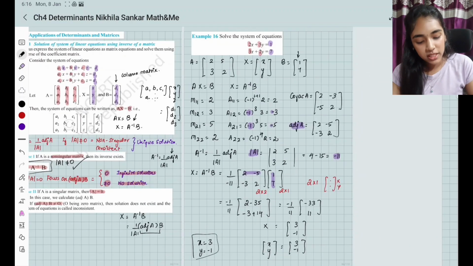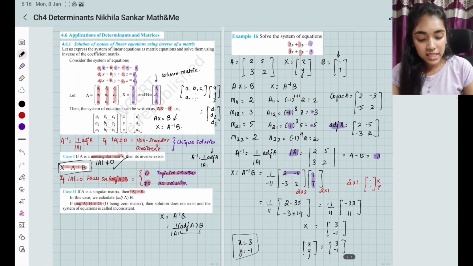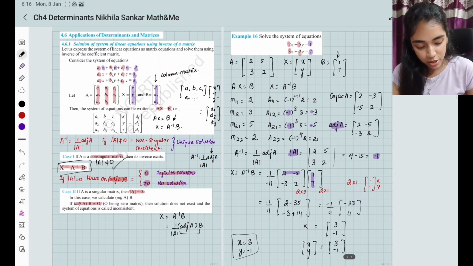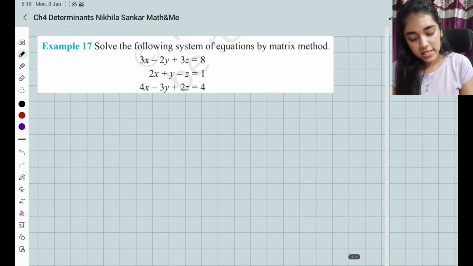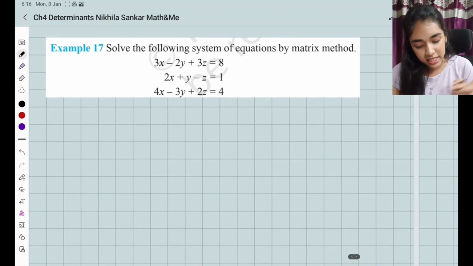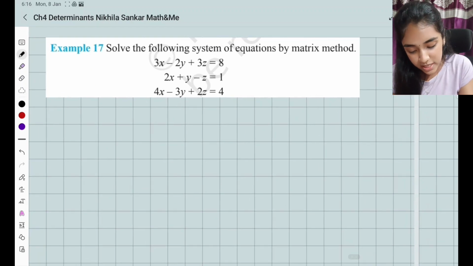Okay. This method will be very, very useful when you are solving a 3 by 3 matrix. Okay. Please copy. Now example 17. Solve the following system of linear equations. Okay, so first we have to check whether it is given in the general form. x, y, z, x, y, z, x, y, z. Okay, so it is in the general form.